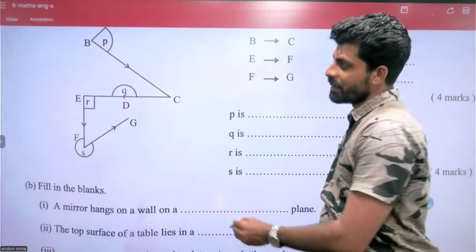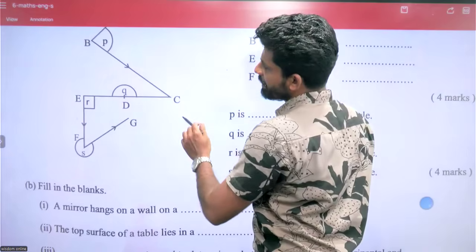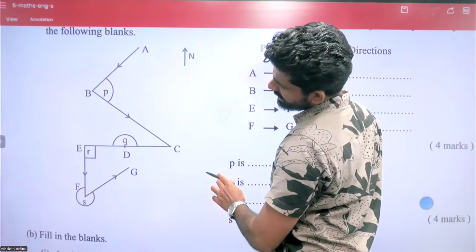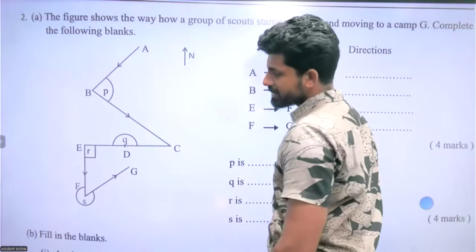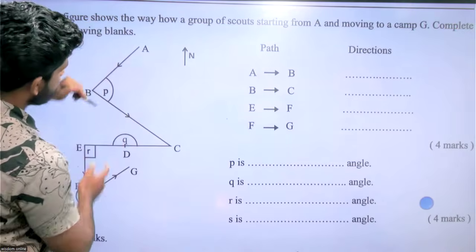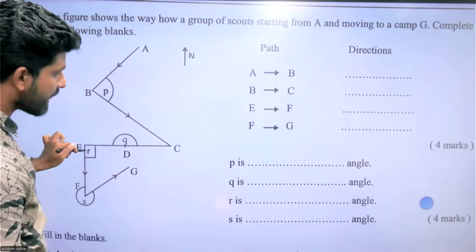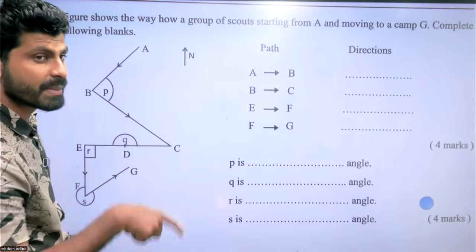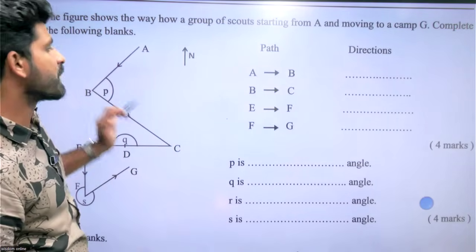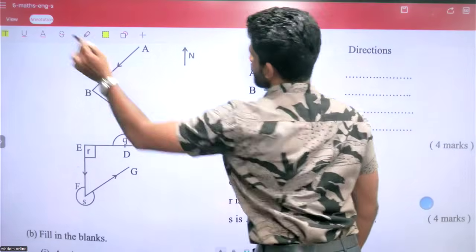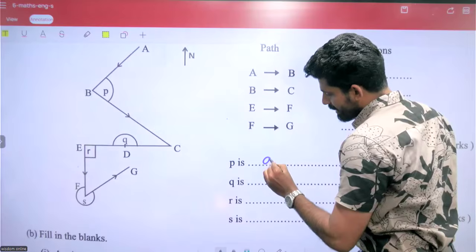P, P, P. Look at this one. P is, it is just like, this is the angle. R means right angle, no? A right angle we can denote by the square mark. So this one we can take as an acute angle. P means acute angle.